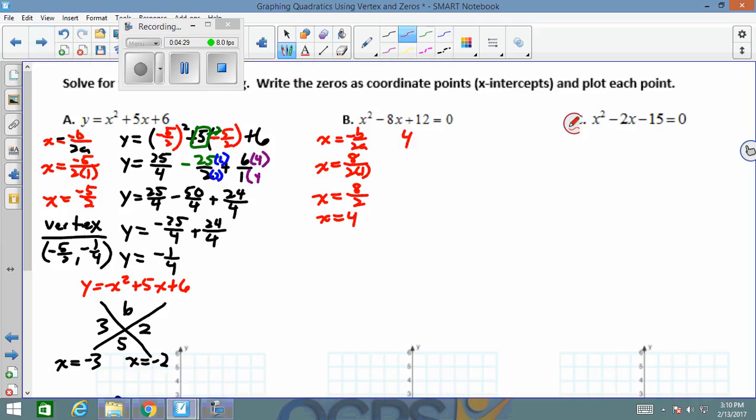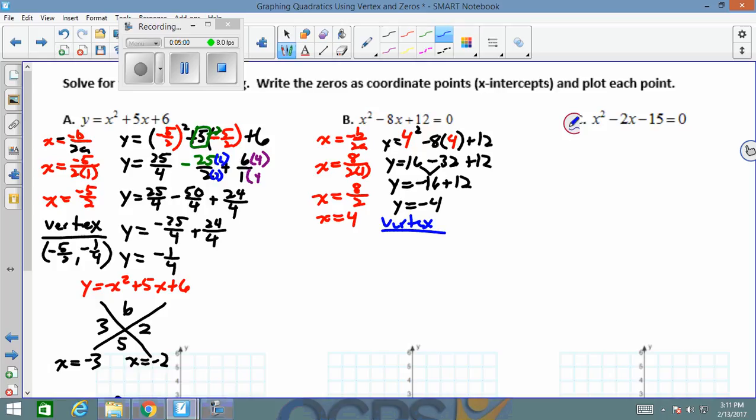So it would be 4 squared minus 8 times 4 plus 12. Again, for y, 4 squared, we do the exponent first, is 16. Negative 8 times 4 is negative 32. 16 minus 32 is negative 16. Negative 16 plus 12 is -4. So we have a vertex at 4, negative 4.